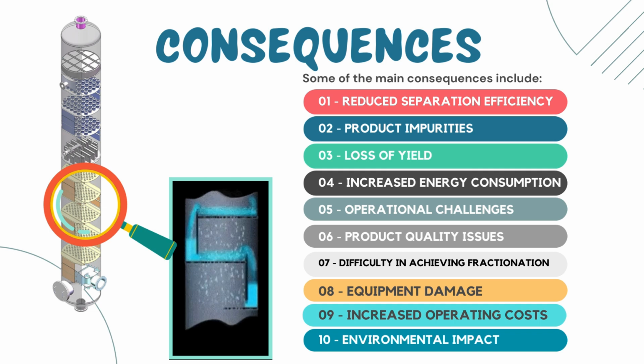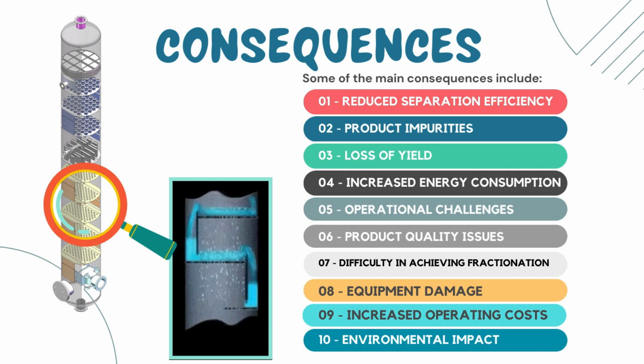Okay guys, now the next consequence of weeping in a distillation column is loss of yield. Weeping can result in a loss of yield because some of the vaporized components are not properly separated, and this means that the desired products are not effectively collected, reducing the overall yield of the valuable components.